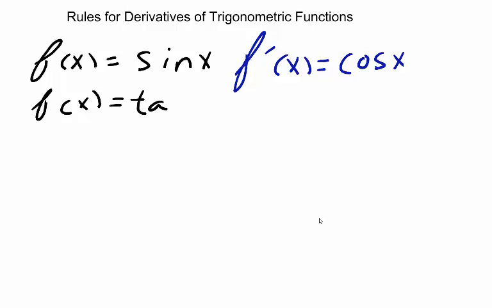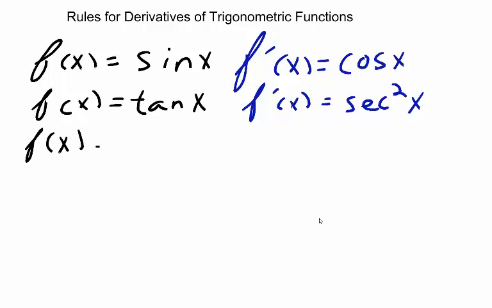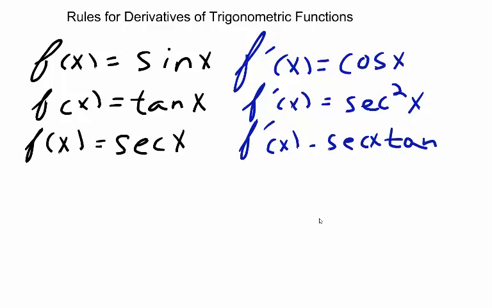If f of x is equal to tan x, our first derivative is equal to secant squared of x. If we let f of x equal secant x, the first derivative, f prime of x, is secant x tan x.